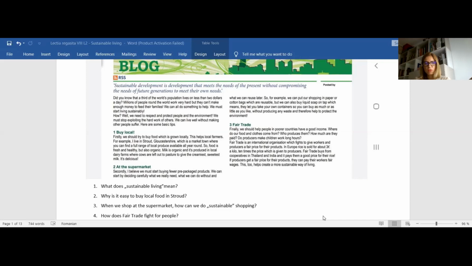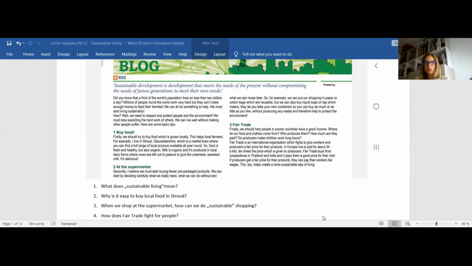2. At the supermarket. Secondly, I believe we must start buying fewer pre-packaged products. We can start by deciding carefully what we really need, what we can do without, and what we can reuse later. So, for example, we can put our shopping in paper or cotton bags which are reusable. But we can also buy liquid soap on tap, which means they let you take your own containers so you can buy as much or as little as you like without producing any waste, and therefore help to protect the environment.